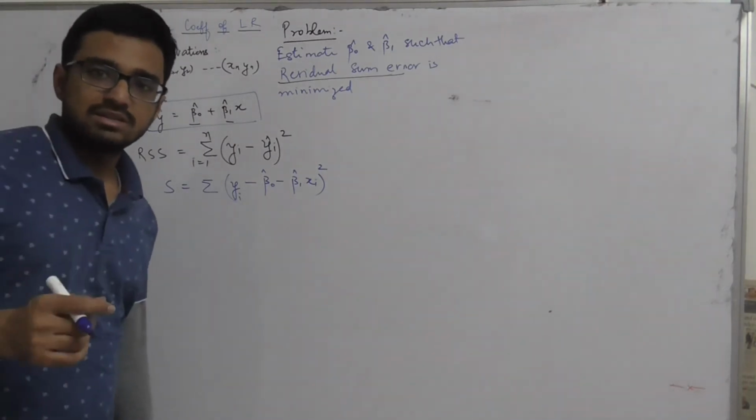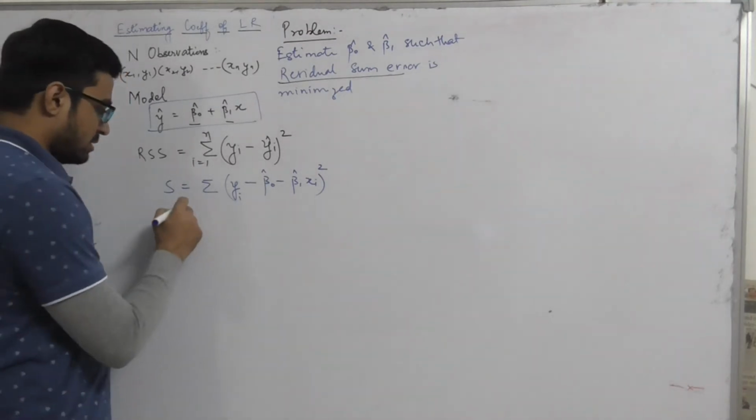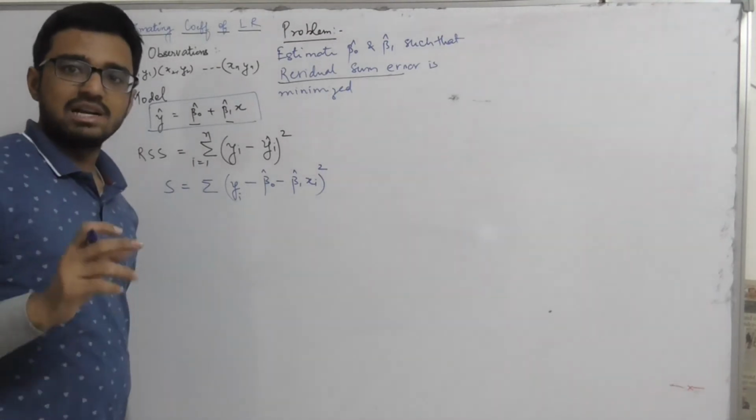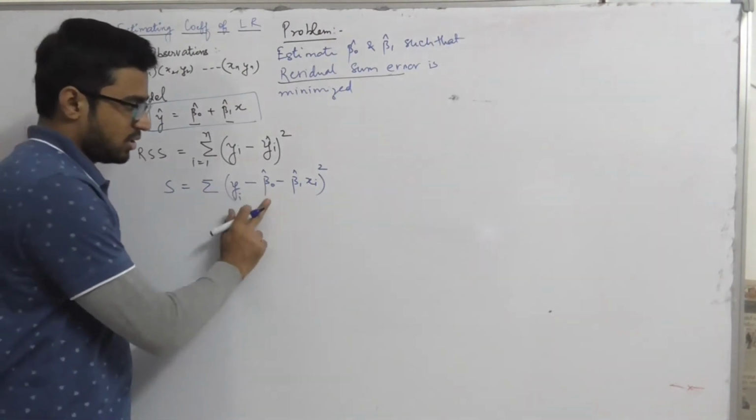Now simple calculus tells us that if we want to minimize any function, what we do, we take a derivative of that and we put it to 0. So we have to minimize S with respect to beta naught and beta 1.